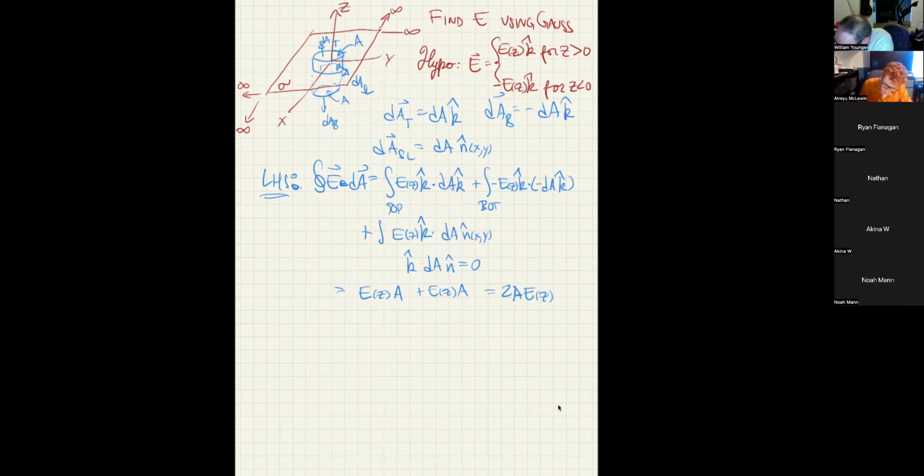All right, let me do the right-hand side, which is supposed to be really easy. Right-hand side, it's Q enclosed over epsilon naught. Well, the Q enclosed is just going to be sigma times A.